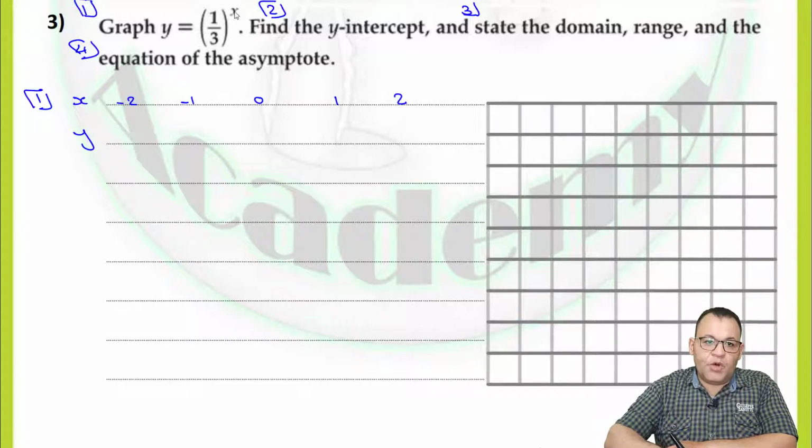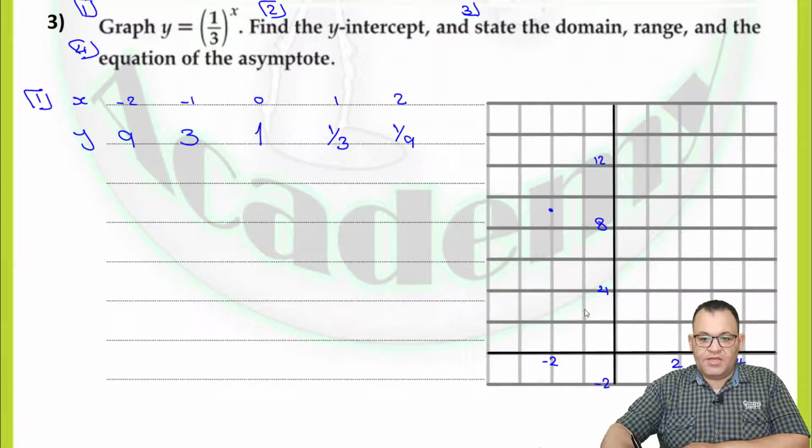1 over 3 to the power -2 equals 9. 1 over 3 to the power -1, by using the calculator, we'll find that the answer will be 3. 1 over 3 to the power 0 equals 1. 1 over 3 to the power 1 equals 1 over 3. 1 over 3 to the power 2 equals 1 over 9. Now we can graph -2 and 9, -1 and 3, 0 and 1, 1 and 1 over 3, 2 and 1 over 9. And that's how we can graph.